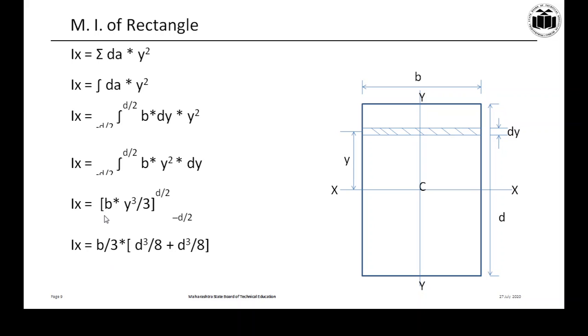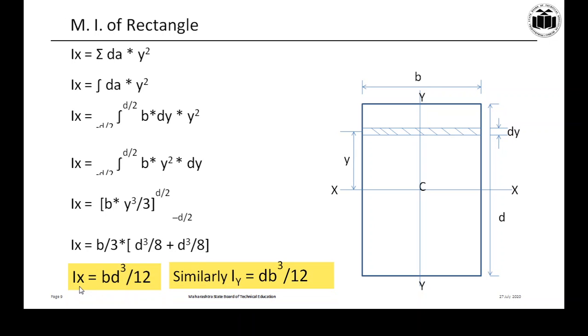So Ix is equal to b by 3, constant, into bracket. In place of y you have to keep the upper limit, so it becomes d cube upon 8, minus, you have to keep minus d by 2 in place of y, so minus minus plus d cube upon 8. So with this you get the formula for moment of inertia about x-axis. It is bd cube divided by 12.